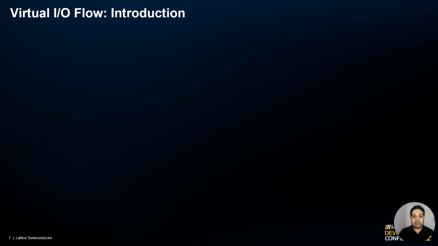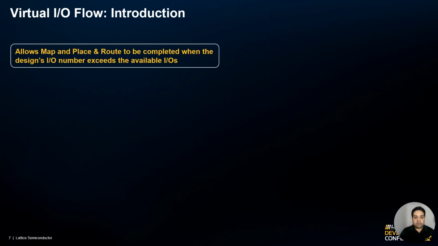Now let's dive into the Virtual I/O flow. This Virtual I/O flow feature is designed to help when your design needs more I/O pins than are available on the device. It's especially useful for developing IP modules. Here's a breakdown of what this feature offers. Mapping and place and route completion. Even if your design requires more I/O pins than the device has, you can still complete the mapping and place and route processes. This means you can keep working on your design without being stopped by the I/O limitations.